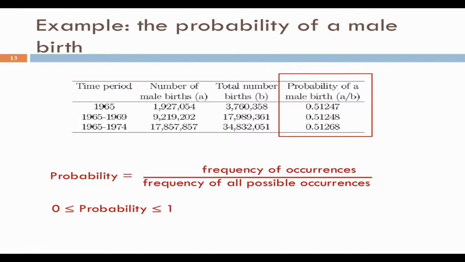The reason for that is that the number of occurrences you have collected so far for this sample is too small. So when you estimate probability, you would like the total number, the denominator, the frequency of all possible occurrences, to be as large as possible.